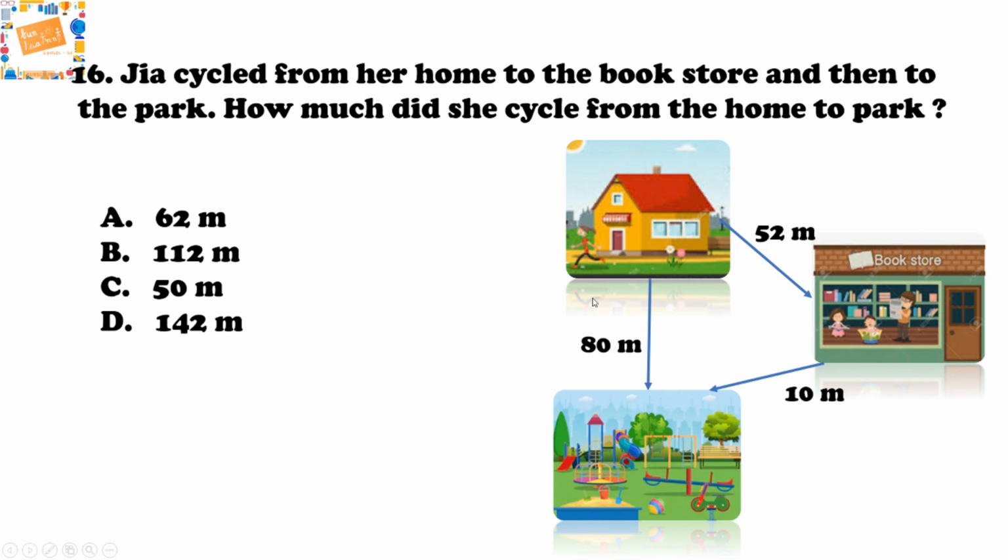Well, this is an easy one. So here in this figure, we have the distance from Jia's house to the bookstore, which is her first journey of 52 meters. And then the distance from bookstore to park is another 10 meters. So how much did she cycle from home to park? Given the route of home to bookstore to park would be 52 plus 10, which is A, 62 meters.